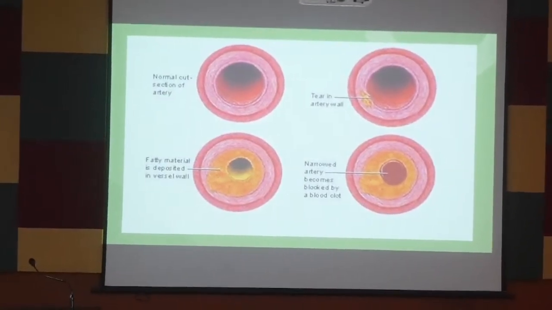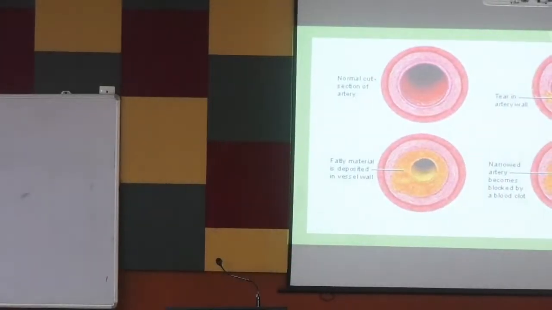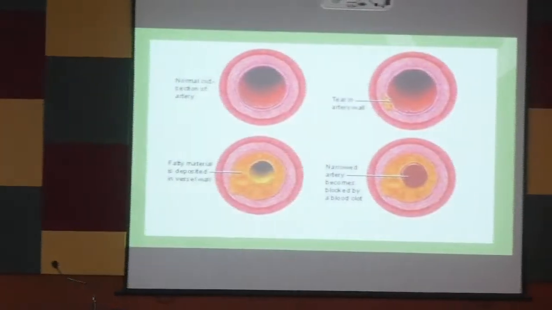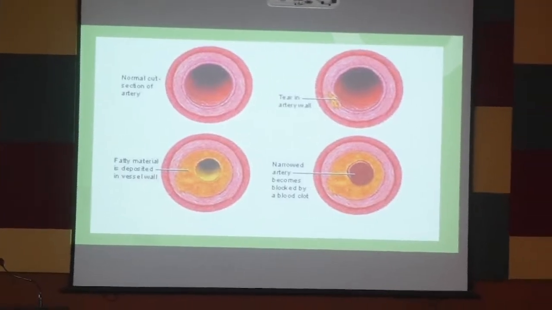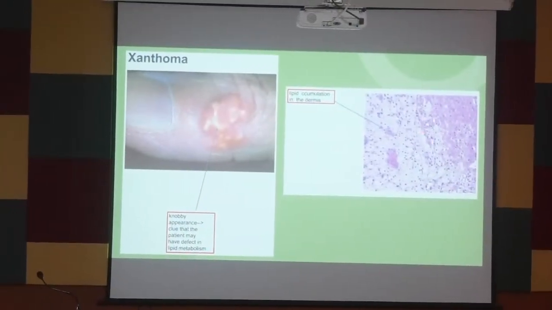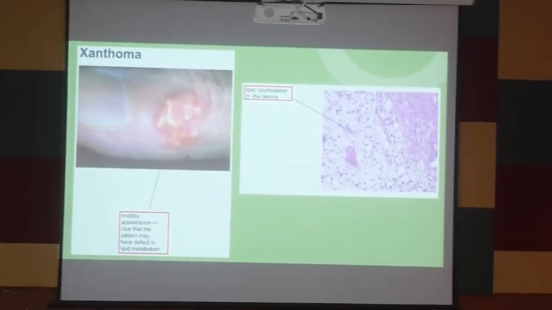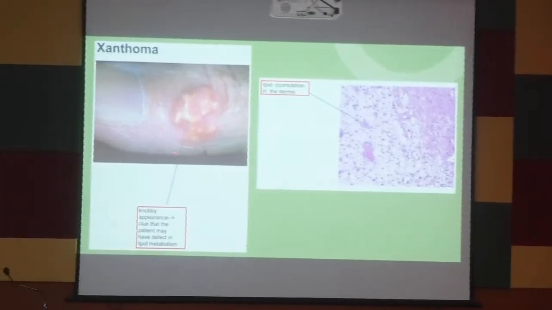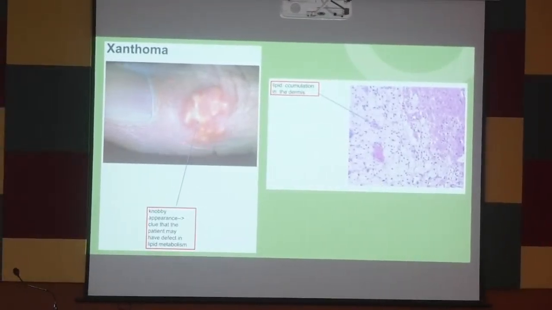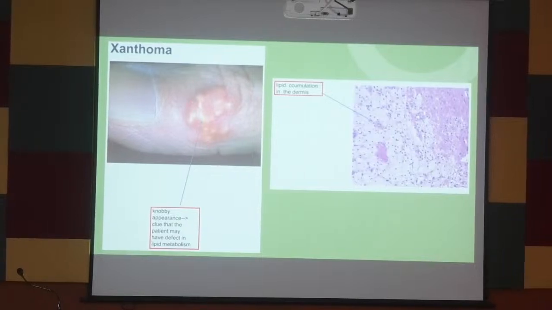And if any part of the thrombus is dislodged by the blood flow and settles in another distal location, what do we call it? Emboli. Okay, very good. So this is the gross appearance of xanthoma, and this is the microscopic appearance of xanthoma. In the subcutaneous tissue, we can see the yellowish tinge and the nodularity. You can appreciate that, okay, knobby appearance. So this is a clue that a patient may have a defect in lipid metabolism.